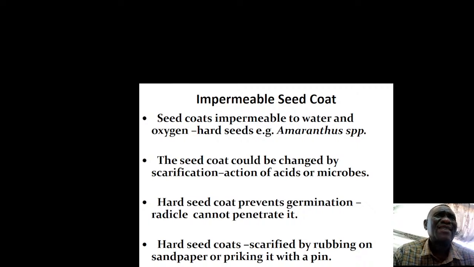We know that a hard seed coat may prevent germination. The radicle cannot actually penetrate it. So hard seed coats need to be scarified first by rubbing, probably using sandpaper or just using a pin to damage the seed coat. These are some of the things which we do when we want seed germination to occur.